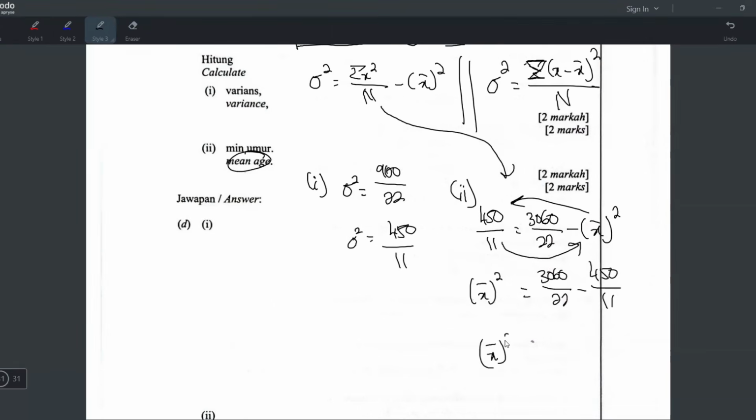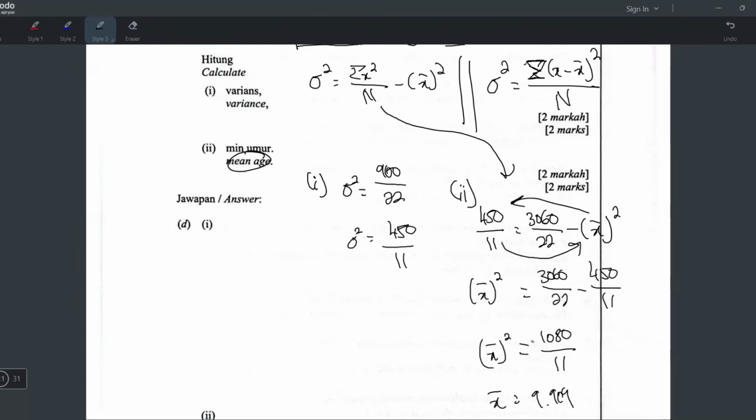Now I will press this in my calculator, and later we need to square root again. 3060 over 22 minus 450 over 11. I got 1080 over 11, but that's not the answer yet, because I only want the mean. So square becomes square root. Just press square root of the answer. Let's write in decimal: 9.9086, so 9.909. This one cannot be changed to a fraction, because it has a square root, so I'll just write in decimal. 9.909 is the final answer.